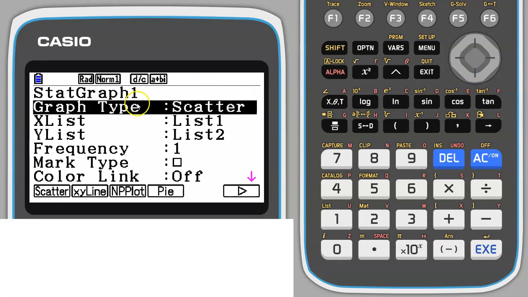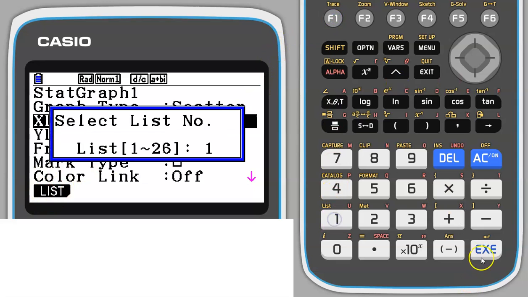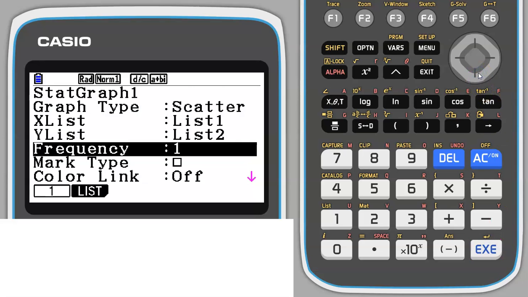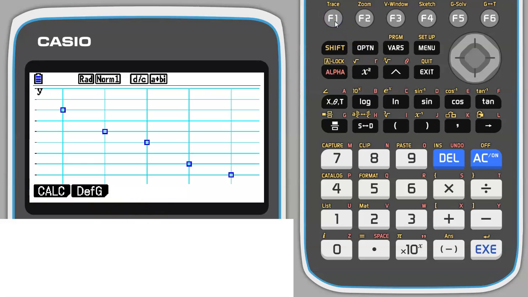Scrolling down, the graph type should be scatter, so press F1 if it says something different. XList should be list 1. If you need to change it, press list, F1, and then put in the number 1. Press execute. Then YList should be list 2, and frequency should be 1. Again, if that says something different, you want to press that 1, so F1 right there. Press exit, and you get back to this screen. Then we want to draw graph number 1, and you can see here that I've got a scatter plot.